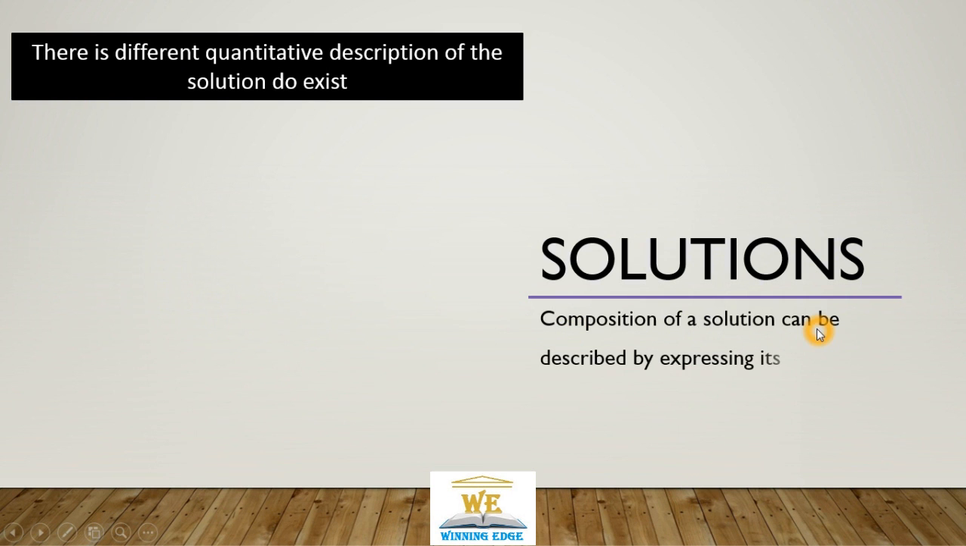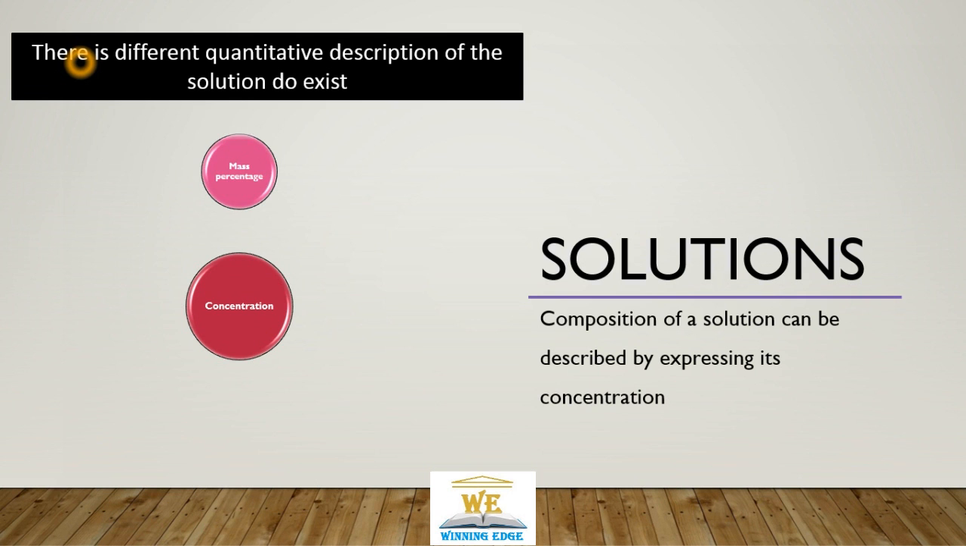Now, the composition of a solution can be described by expressing its concentration. If we exactly know how much solute is present and how much solvent is present, we can quantitatively make it. We can reproduce it anywhere in the world, knowing its quantitative description. But we have different methods available to us to describe the quantitative descriptions of a solution. Let's see how we describe the concentration of a solution.